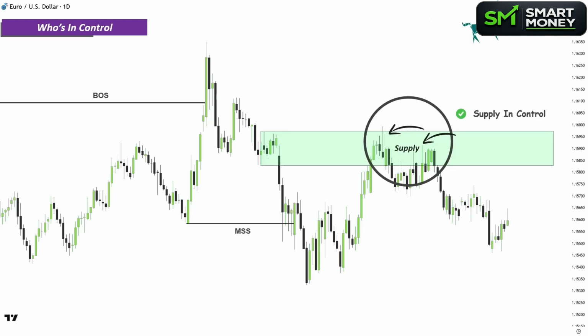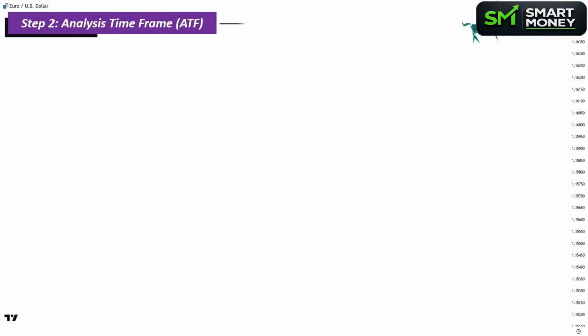The next step after completing the higher time frame analysis is to zoom into the analysis time frames, such as the 4-hour, 1-hour, or 15-minute chart. These time frames are one of the most important parts of your technical analysis because once you understand how to read them properly, you can avoid many common traps and make better trading decisions.